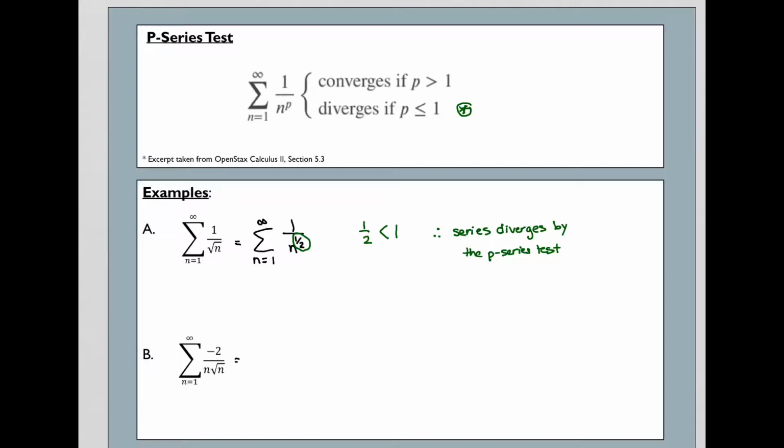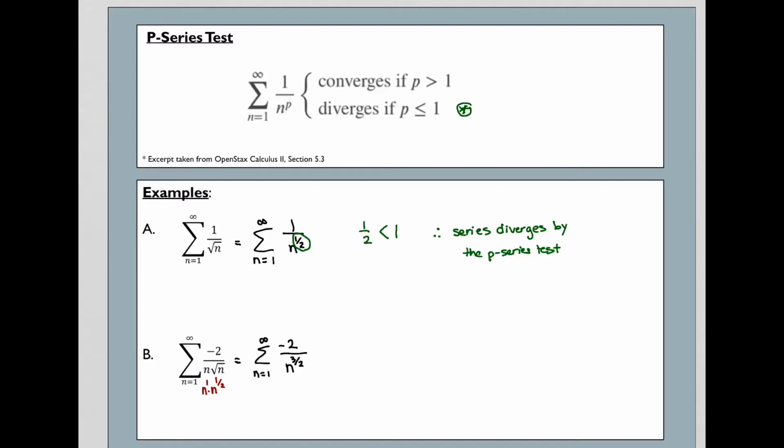This time we have the infinite series n equals 1 to infinity of -2 over n times the square root of n. We're going to look at this and say, what is this infinite series if I rewrite it? Well, that's the same as -2 over, and what is n times the square root of n? Well, n is n to the first, square root of n is n to the 1/2, and if I have like bases, I add my exponents. So really, n times the square root of n is just n to the 3/2 or 1.5 power.